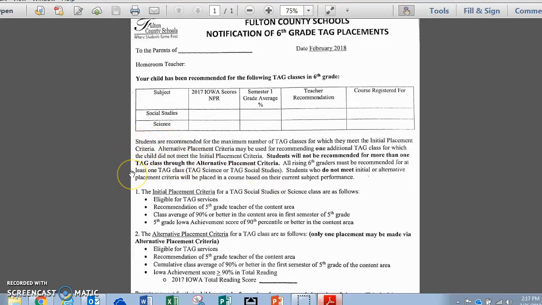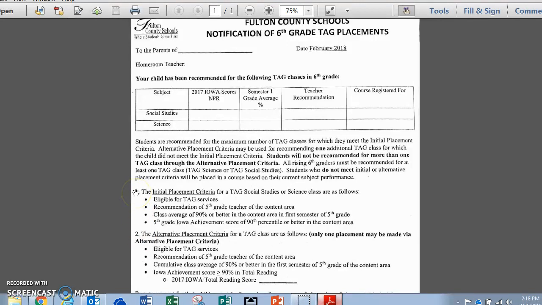This paragraph right here is explaining how we have two sets of criteria. We begin with the initial placement criteria, which I'll go over, and if a child does not meet what the criteria is, we can move to the alternative placement criteria. The key with alternative placement criteria is that they can only be placed in one class using that alternative placement.